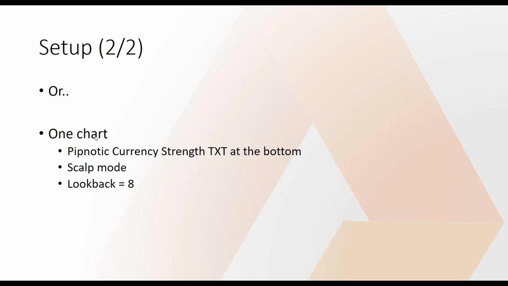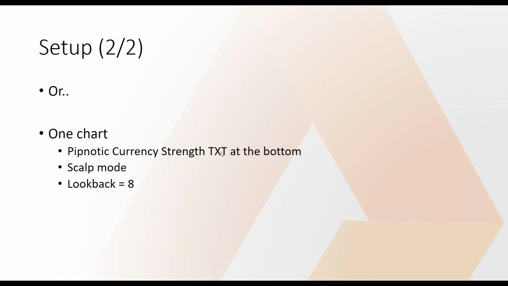Or you can look at one chart, and you can simply have the new currency strength indicator, the text version, at the bottom of the chart. And this is pretty handy. I like this one very, very much, and I find I'm using this more and more. And I'm also going to show you a little bit about how you can use the text version for managing trade. So the configuration will be in scout mode, and the look back will be 8.